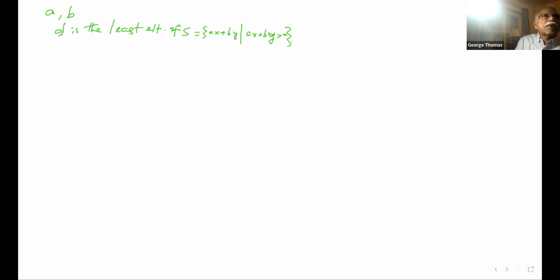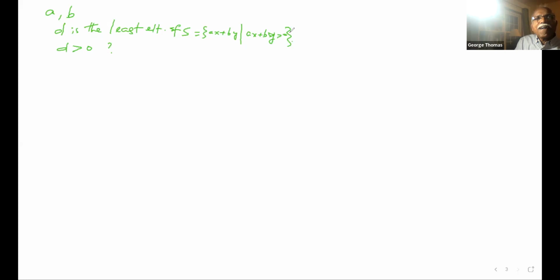So we have a D now. We have an A. Wait a minute. This D is bigger than 0, is it? Yes. Why is this D bigger than 0? Sir, because AX plus BY is greater than 0. Why am I saying D is bigger than 0? Because although it is the smallest element of S, it is still an element of S, and therefore it has to be bigger than 0.